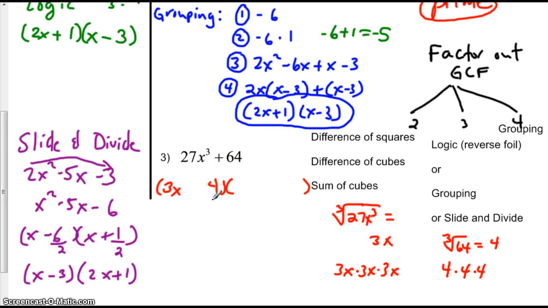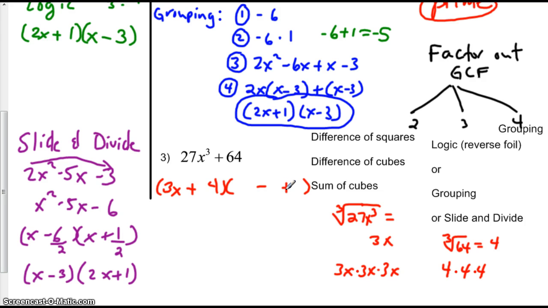Then we get our signs down. So we have same sign. In this case, same is positive. Whatever's here is the first sign. Then our opposite sign. So opposite of plus is minus. And then our last sign is always positive.